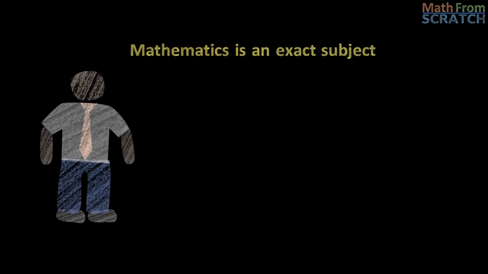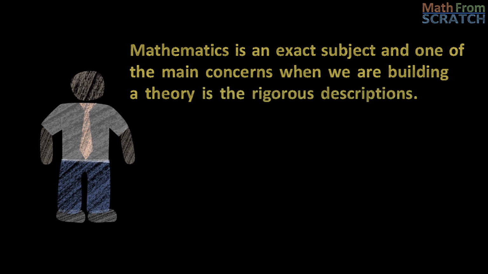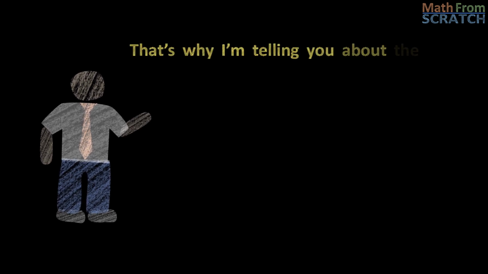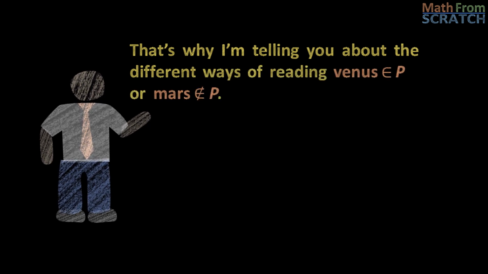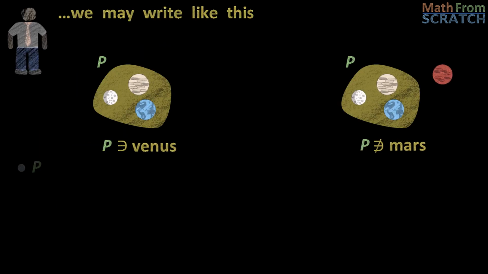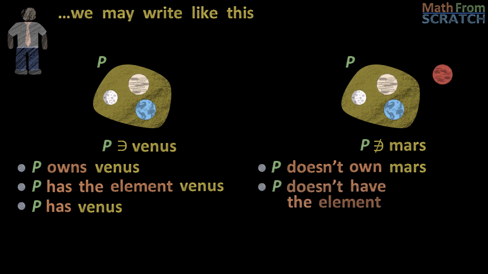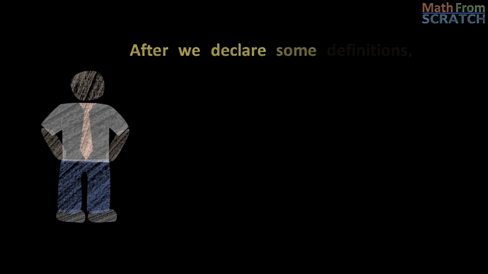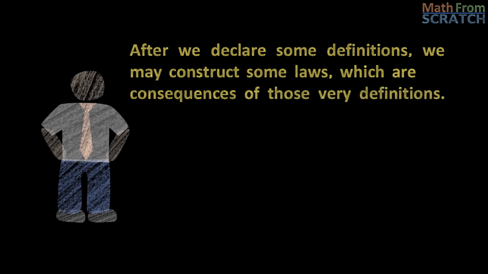Mathematics is an exact subject, and one of the main concerns when we are building a theory is rigorous descriptions. That's why I'm telling you about the different ways of reading Venus belongs to P, or Mars doesn't belong to P. By the way, we may write like this, and say that P owns Venus, P has the element Venus, or simply, P has Venus, and P doesn't own Mars, P doesn't have the element Mars, or simply, P doesn't have Mars.